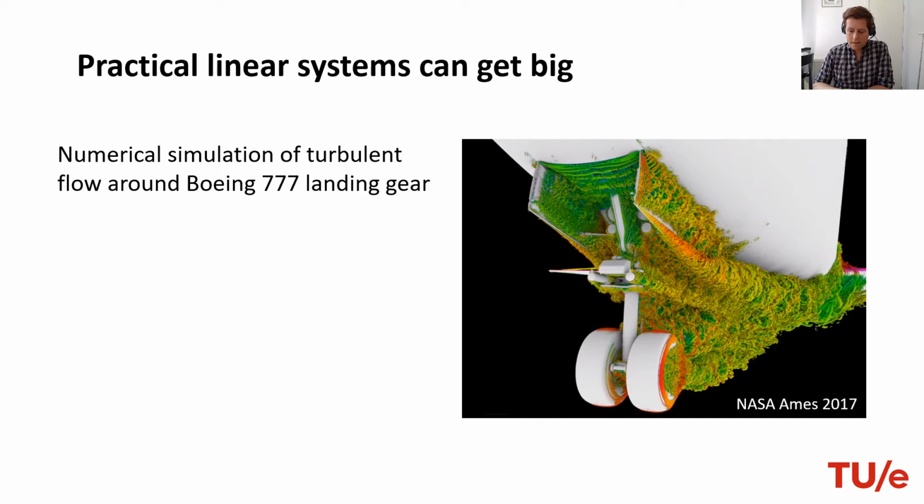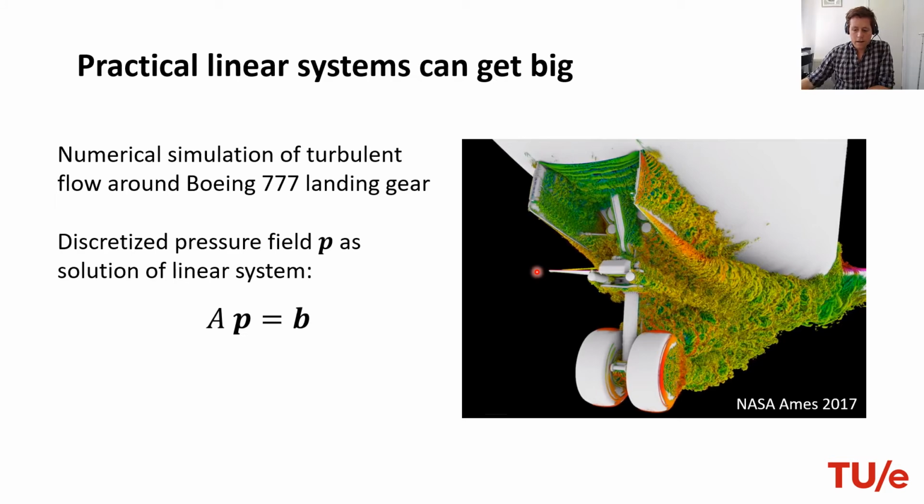For example, let's take a look at this numerical simulation of turbulent flow around the landing gear of a Boeing 777 airliner. When solving this simulation, and that's a computational fluid dynamics simulation, at some point during your numerical method, you have to solve a linear system in order to get the pressure fields. So the pressure is a solution of this linear system.